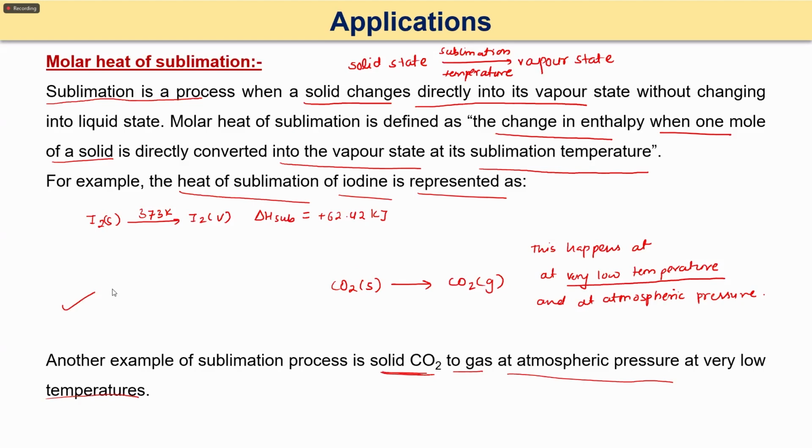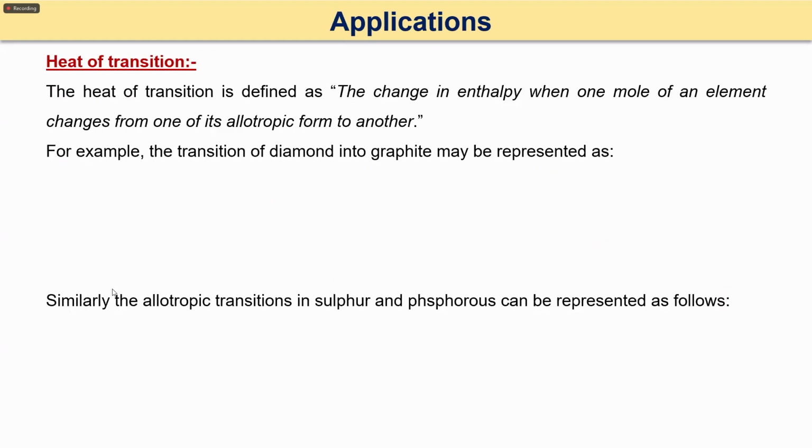Now let us move to the next slide. So what is heat of transition? From transition, you can basically understand that something is changing. So what is that heat which is changing in this case? Here, it is the change in enthalpy when one mole of an element changes from one allotropic form to another.